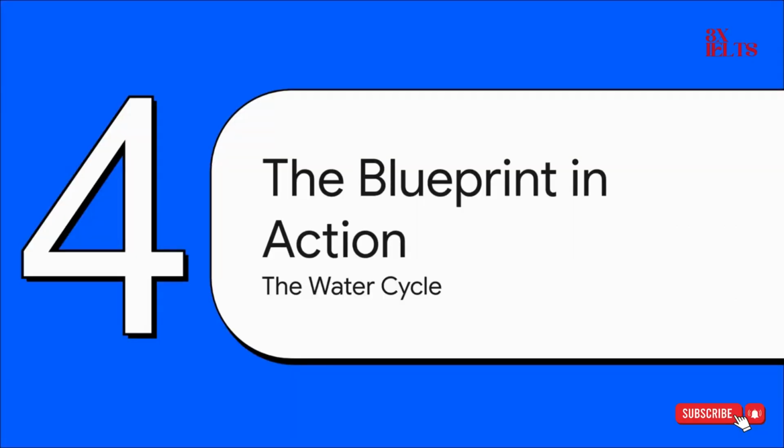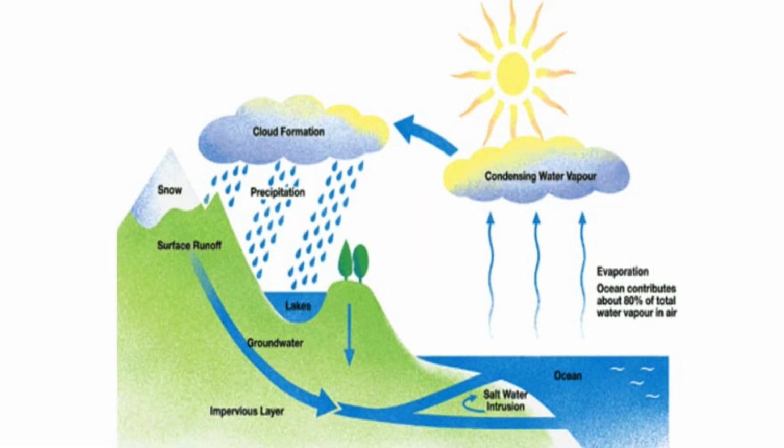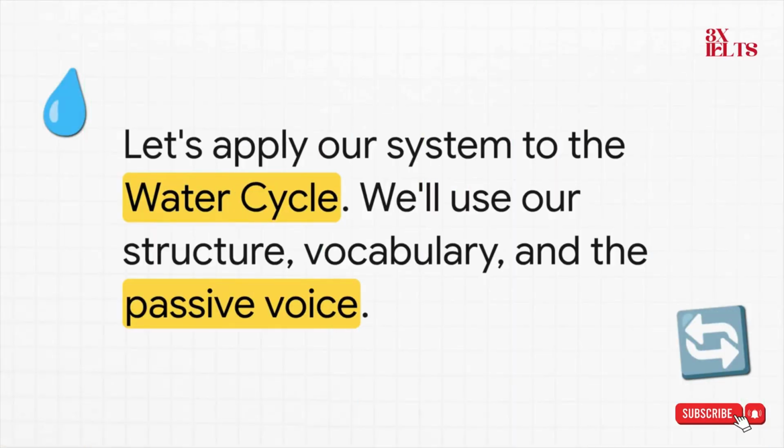All right, section 4, the blueprint in action. We've got the structure, we've got the language, now let's put it all together. Let's see how this system works with a real-world example describing the water cycle. So, here we go. We're going to tackle a classic natural process. As I walk you through this, keep an eye out for our blueprint, our special vocabulary from the toolkit, and of course, our good friend, the passive voice.